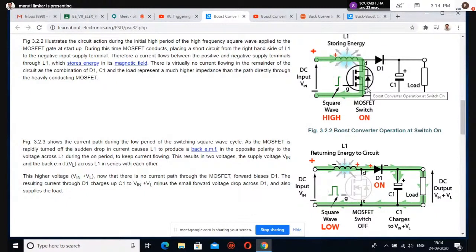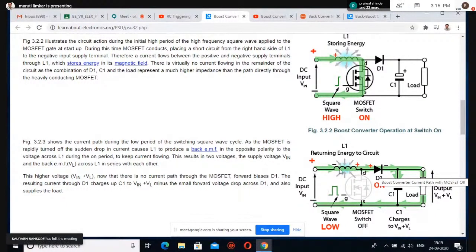This switch will go off. So by the property of the inductor, it produces the back EMF, so its polarity will be changed. Now this becomes negative, this becomes positive. So this positive is connected to the anode of the diode. So the diode acts as forward biased.